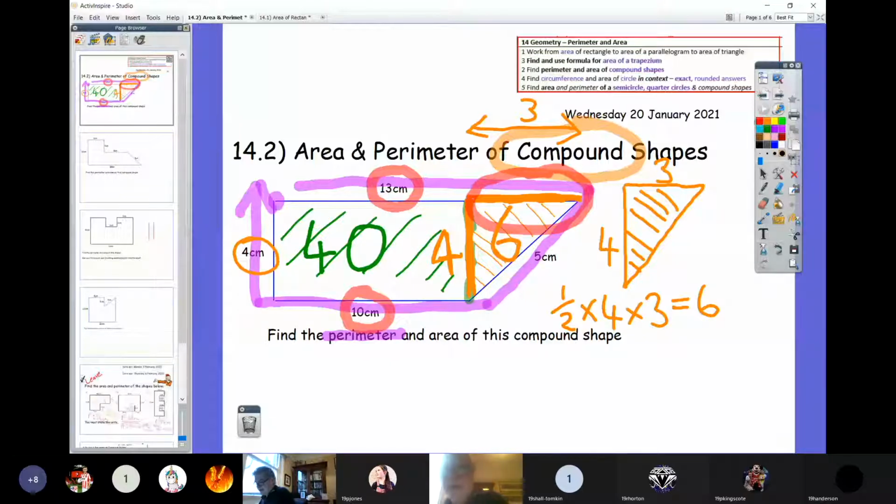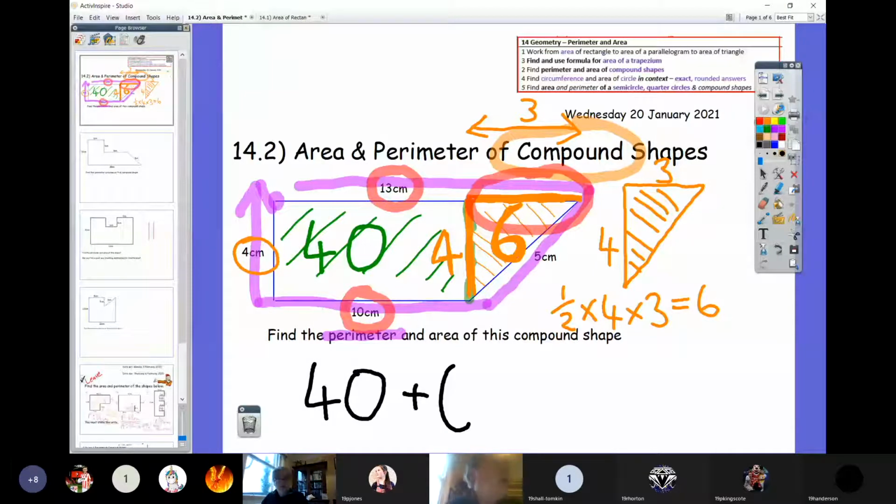So what is the total area of the whole of the compound shape? I take the 40, the area of the rectangle, I add it to the 6 of the triangle to give me 46. Just wait for that to click through.